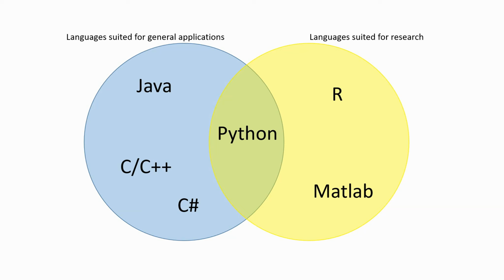Okay, so I put for you this Venn diagram, which I think illustrates quite nicely the unique spot that Python is in. So you have languages suited for general applications, like Java, C, C++, C#, and then you have languages which are suited for research, like R and MATLAB. And the nice thing about Python is, like I said, it's both. It's also great for general applications, it's also great for research. So very useful, and like I said, you can pretty much use the language for everything you need. And there is a very good reason it's becoming the most popular language in really many domains.